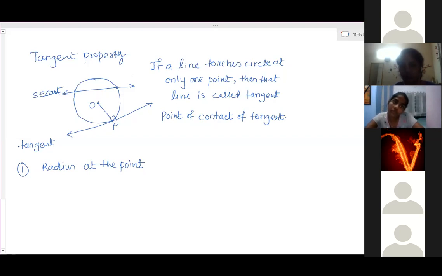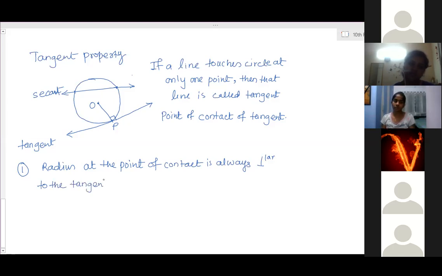The radius at the point of contact, that means a line joining the center and the point of contact, will always be perpendicular to the tangent. Clear? Radius at the point of contact is always perpendicular to the tangent. We have to prove this as well.